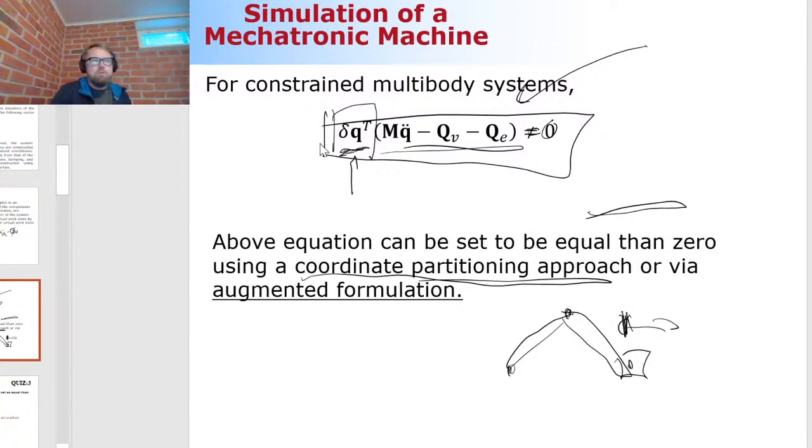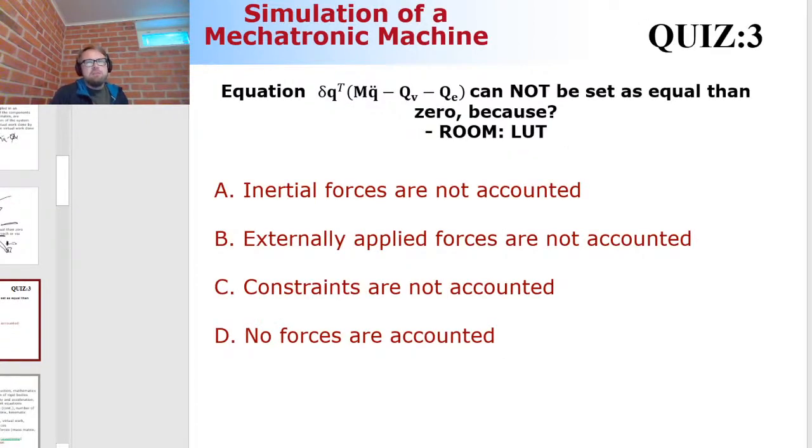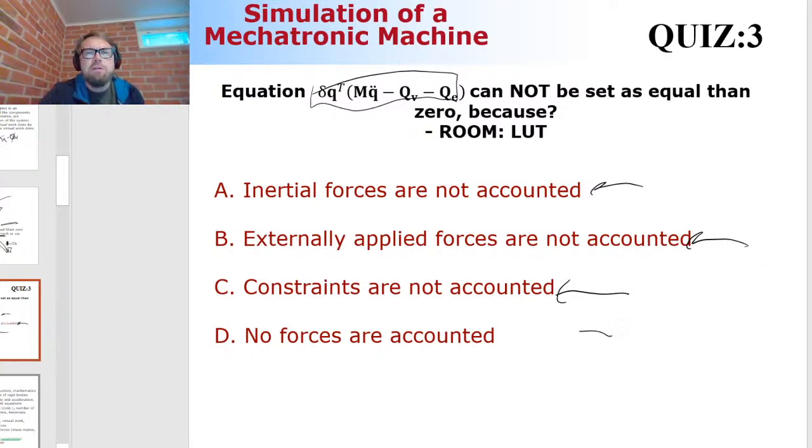Okay, with that, let me move on to my third in-class quiz of today. I'm asking: the previous equation cannot be set equal to 0 because why? The choices are: inertia forces are not accounted for, external applied forces are not accounted for, constraints are not accounted for, no forces are accounted for. So three options are related to forces, one is related to constraints. What is correct?